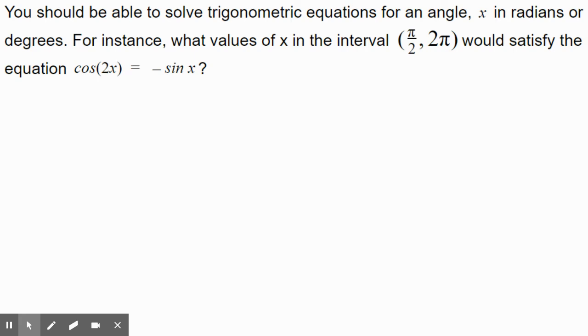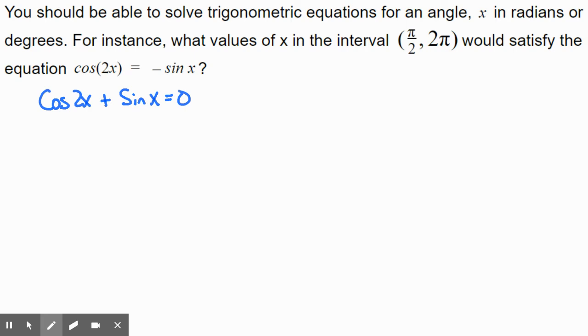All right, so we've got the cosine of 2x equals sine of x. I'm going to rewrite this: the cosine of 2x plus the sine of x equals 0. So I've added sine x to both sides. So that's good, right?